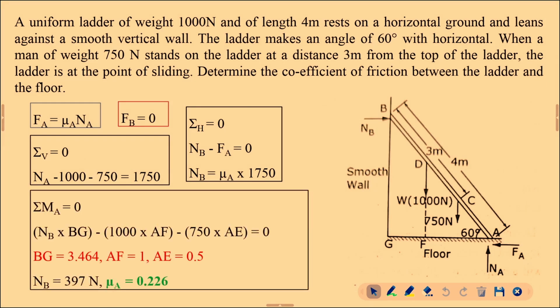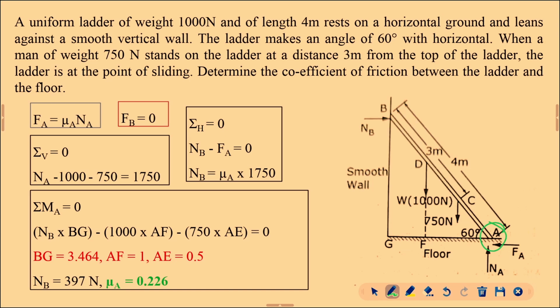Next, I am coming to moment, because using summation of H and V alone, it is not possible to get the term. Why? Because in order to get the coefficient of friction, we need both F as well as N with respect to the ladder and the floor, the bottom. So, now with respect to moment, where am I taking moment? I am taking moment at the bottom, at point A.